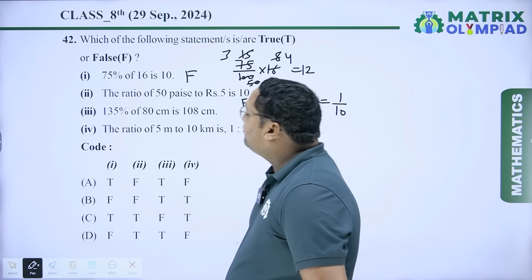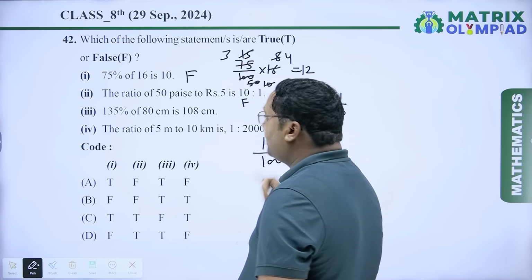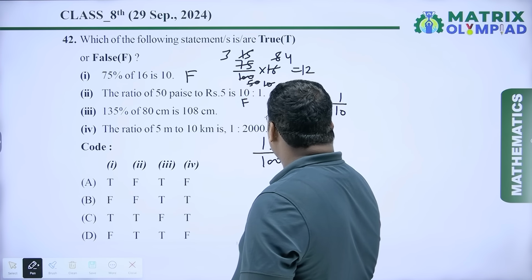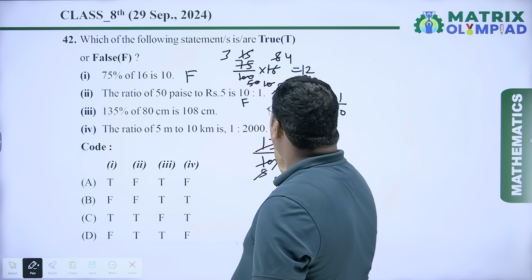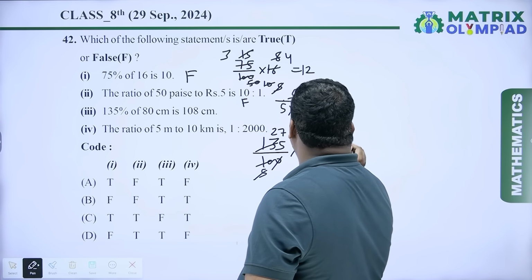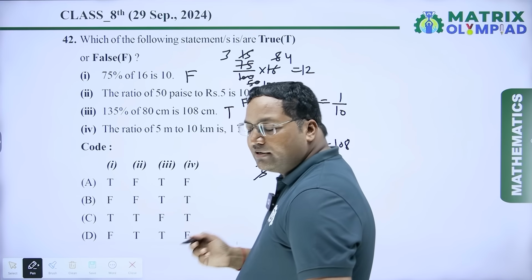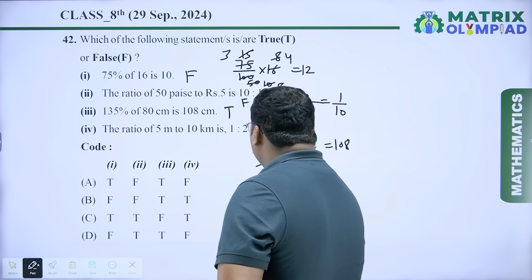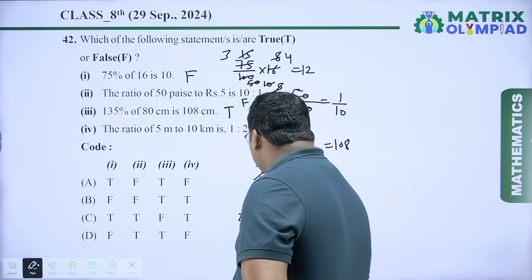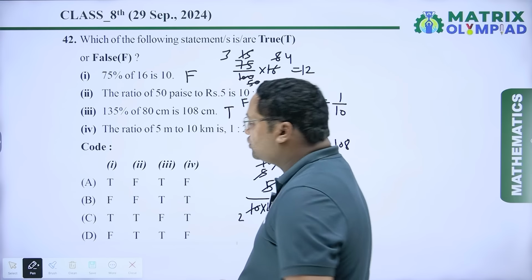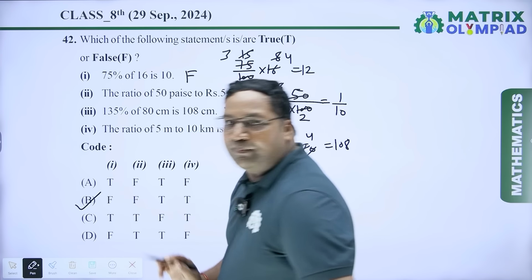Next, 135% of 80 centimeters is 108 centimeters. Let's check: 135% means 135 divided by 100 times 80. The zeros cancel out, 2 fours are 8 and 2 fives are 10, 135 divided by 5 is 27, 27 times 4 is 108, so it is right. It is a true statement. The ratio of 5 meters to 10 kilometers is 1:2000. Let's check: we have to convert kilometers into meters, so 10 times 1000, and 5 divided by 10,000 gives 1/2000, so the ratio is 1:2000. It is also true, so the right option is FFTT, which is option number B.